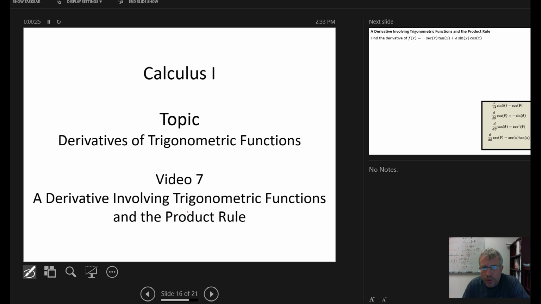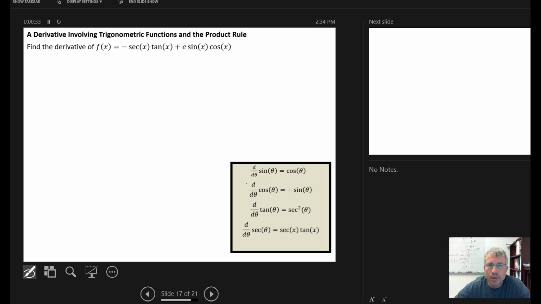So in this example, we're going to look at a derivative involving trigonometric functions and the repeated use of the product rule. So it says f of x equals negative secant x tangent x plus e, Euler's number, times sine x cosine x. It says find the derivative.